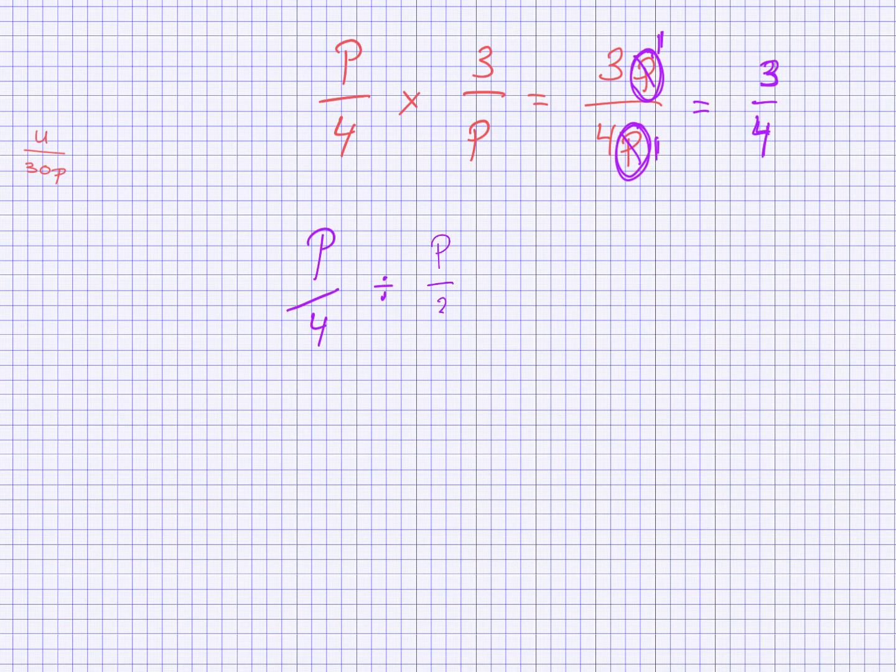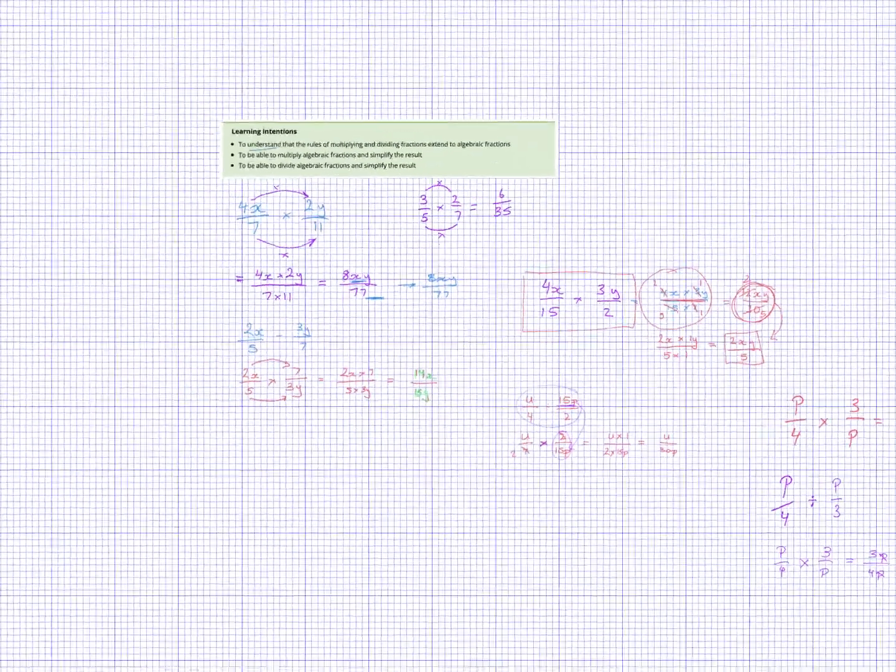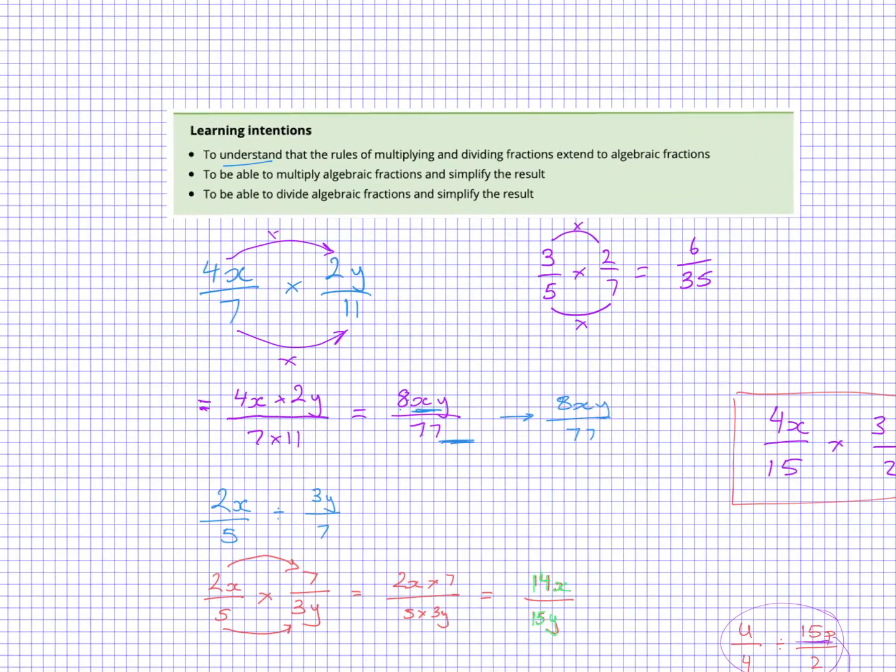So the same problem as the one above, you can see here that p over 4 divided by p over 3. If I follow the steps, p over 4, change the sign to a multiply, take the reciprocal, and I've suddenly got the same problem. So p times 3 is 3p, 4 times p is 4p, simplify the p's out, and you end up with 3/4.